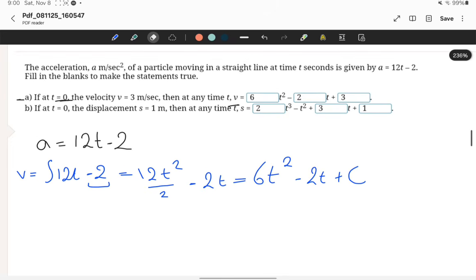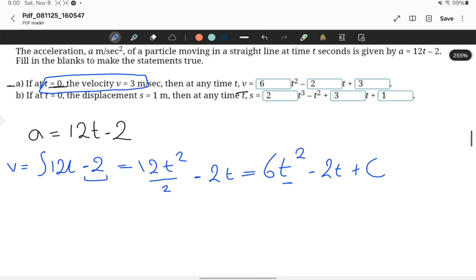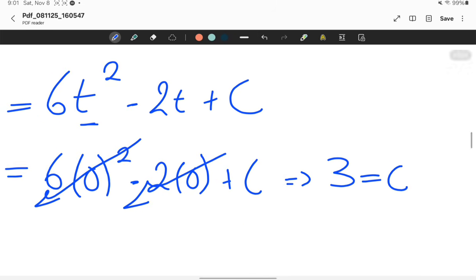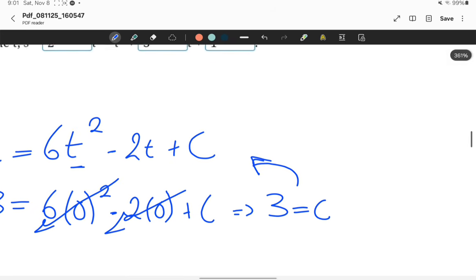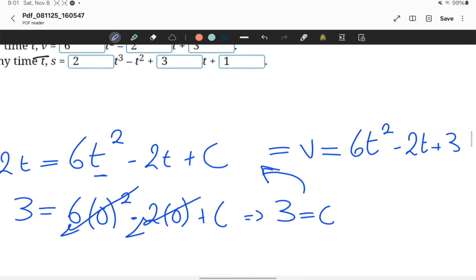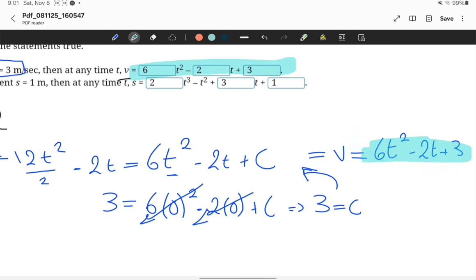To find this value, they need to give us some information about this equation. They're telling us that at time 0, so when t is 0, the velocity equals 3. So that means 3 equals 6 into 0 squared minus 2 into 0 plus c. This cancels, this cancels, so you get 3 equals c, or c equals 3. Now we take this and put it into our equation. So our final equation is velocity equals 6t squared minus 2t, and we substitute the c, so we get plus 3. This is your first answer.